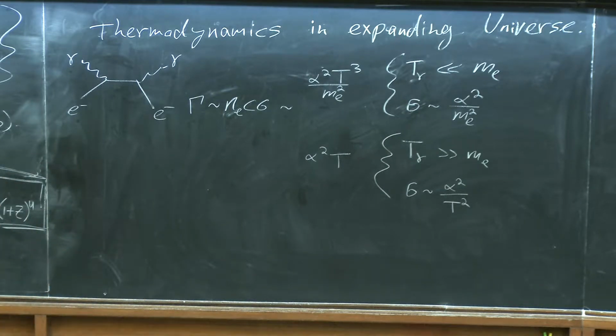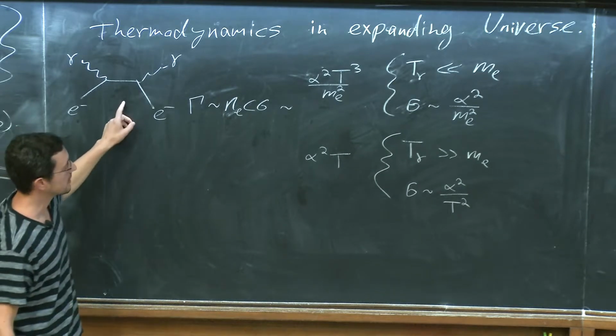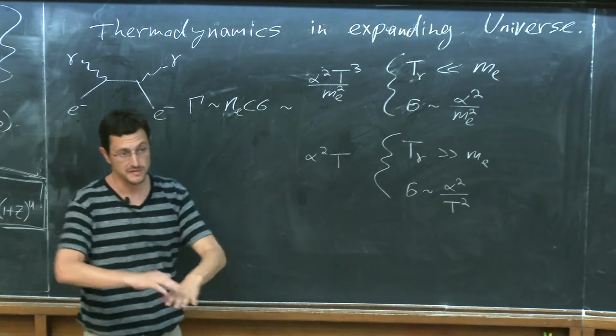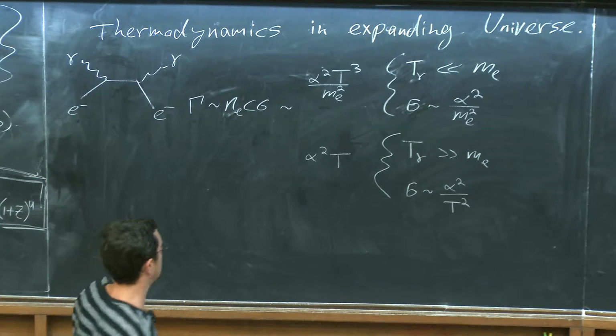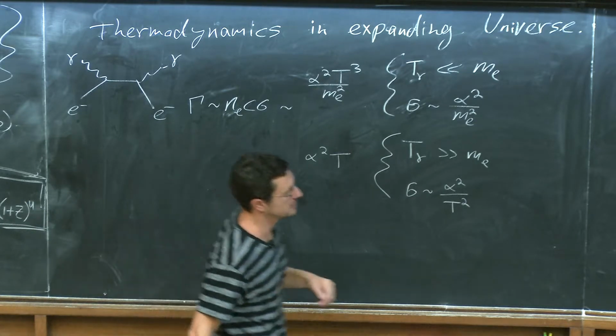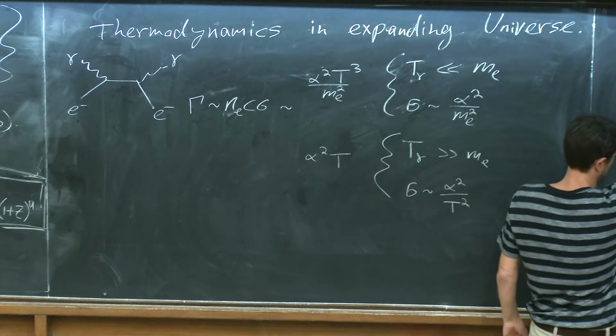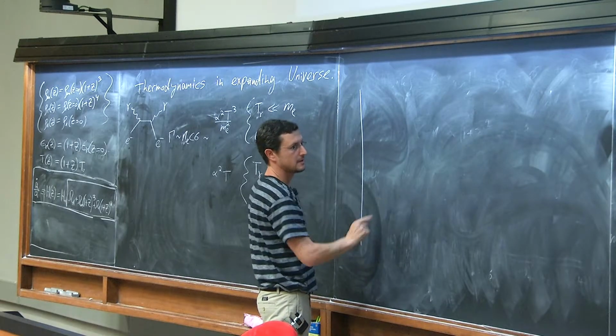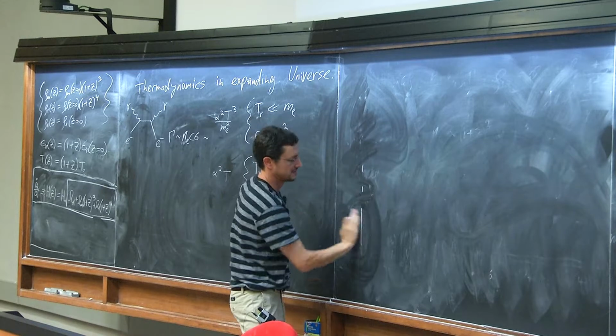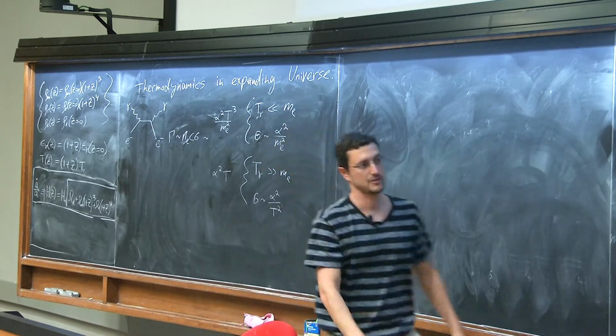I can plot the rate of this interaction as a function of the universe's temperature, that is, the typical temperature of the photon bath. I'll do it far away, otherwise I'll have to erase it very shortly.